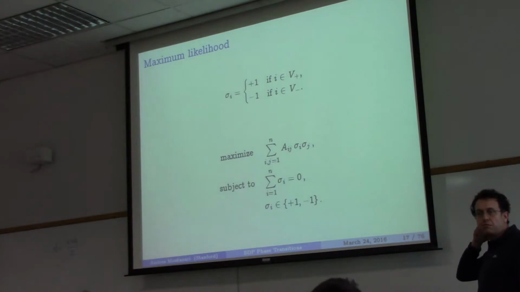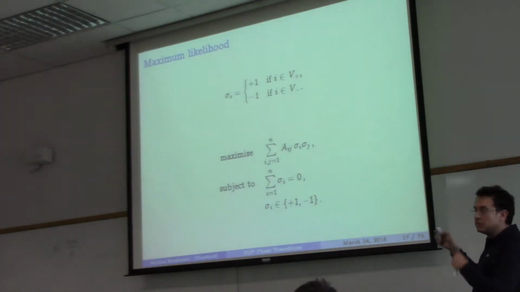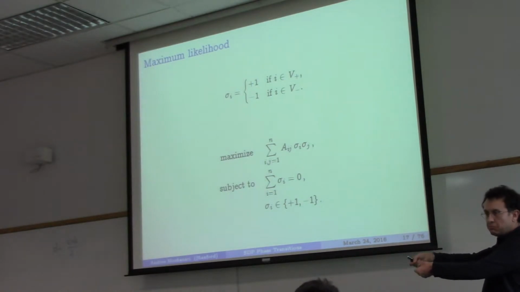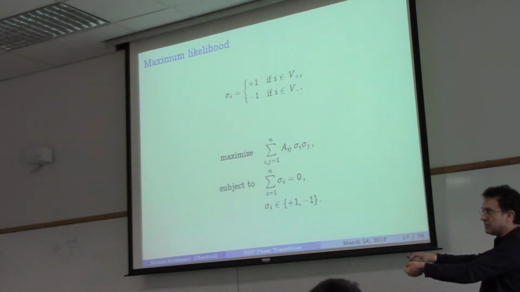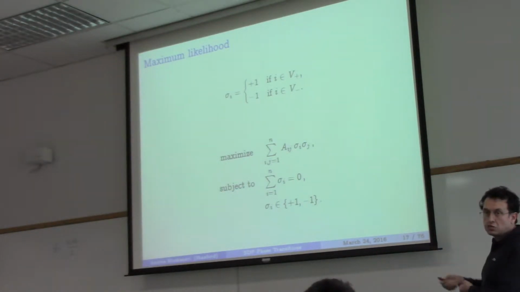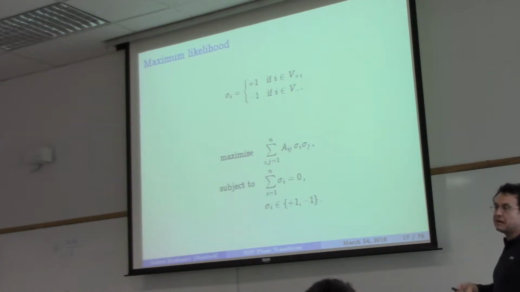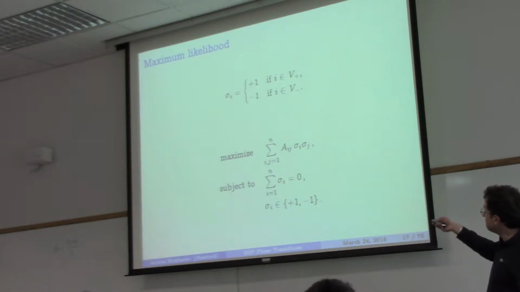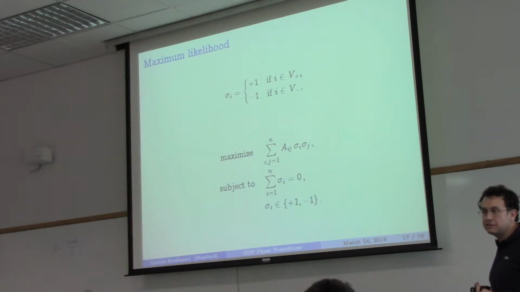So let's pause a moment. This is kind of trivial, but let's pause a moment. What is this doing? If i and j are on the same side of the conjectured partition, it takes value plus 1. If they are on different sides, it takes value minus 1. So this is minimizing the number of edges that cross the partition. And I maximize this subject to the sum of sigma equals 0, so the partition has to be balanced. So I'm really finding a minimum bisection of this graph. Okay? So maximum likelihood in this case is very simple. It's just minimum bisection of the graph.